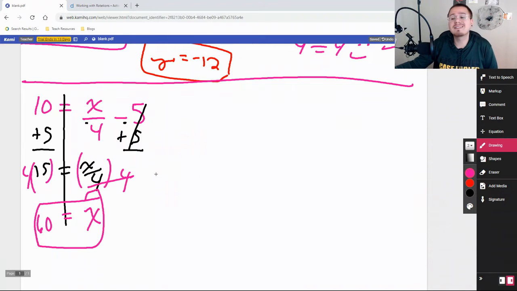X equals 60, that's your solution. If you plugged it back in, you'd get 60 divided by 4, which is 15, minus 5, which is 10, and 10 equals 10.